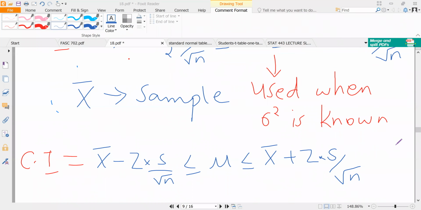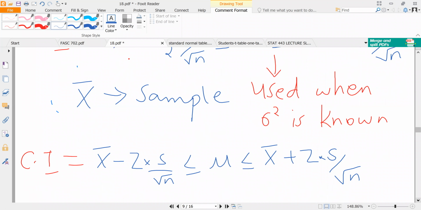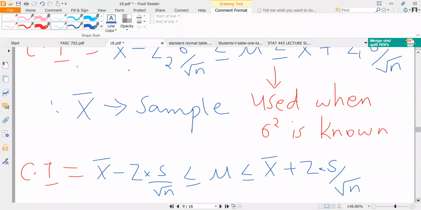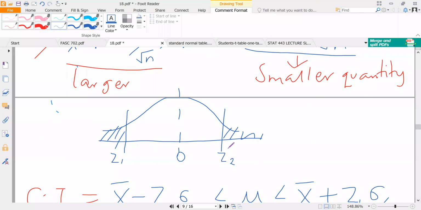So please know that if you know the population variance, you can use the first approach to calculate your confidence interval for a population parameter. And if it's not known, you can use this approach here. Now, it's important to note that because this curve is symmetric, these z values are obtained from a standard normal table.